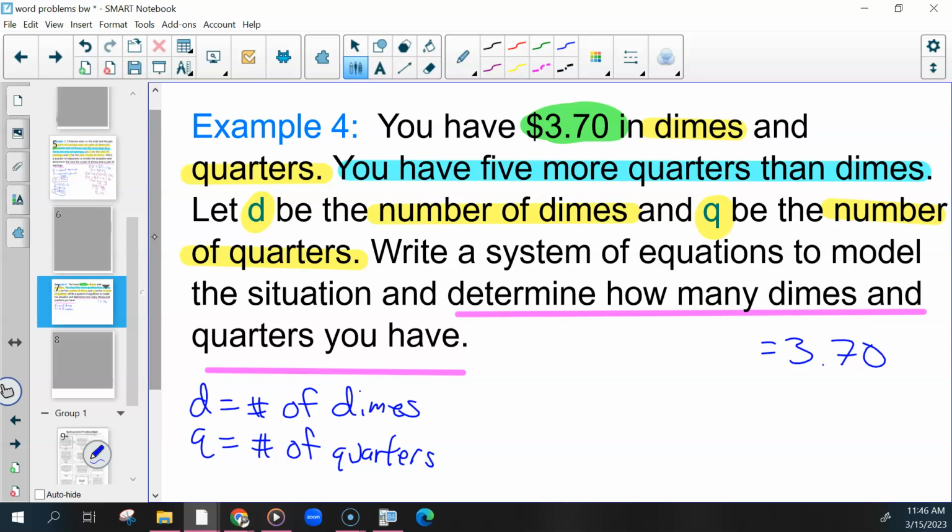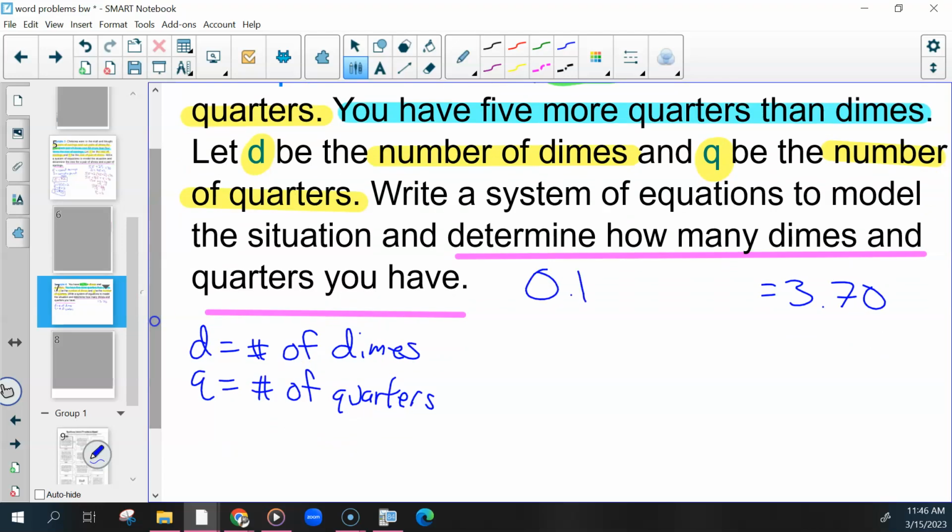Hannah. And add them together, yes. So 0.1 D plus 0.25 Q equals 370. Then for your other one, you have 5 more quarters than dimes. If you knew the number of dimes and added 5 to it, you would get quarters. Kind of think about it backwards. So this is going to be Q equals.